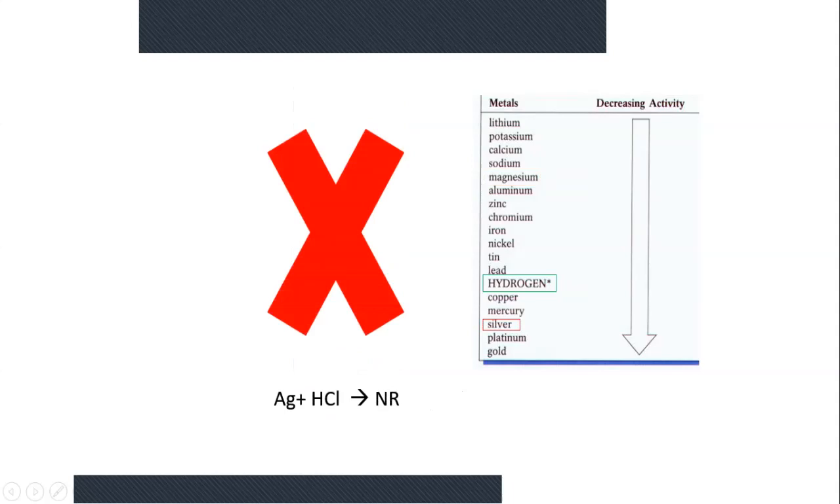Then if we try to react silver with HCl, since silver is less active than hydrogen, it will not displace the hydrogen, so no reaction would occur. Again, you don't have to memorize the activity series, you just have to be able to utilize it to determine what reactions will or will not occur.